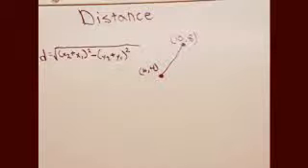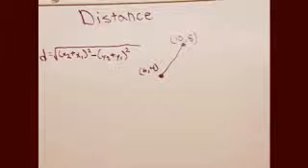Okay, so now I'm going to talk about distance. Here you can see the formula for distance, which is d equals the square root of (x2 minus x1) squared plus (y2 minus y1) squared, and then you find the square root of the total of that.